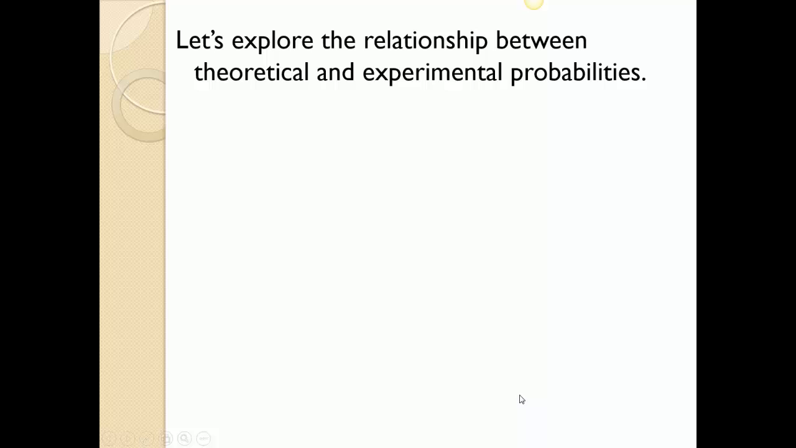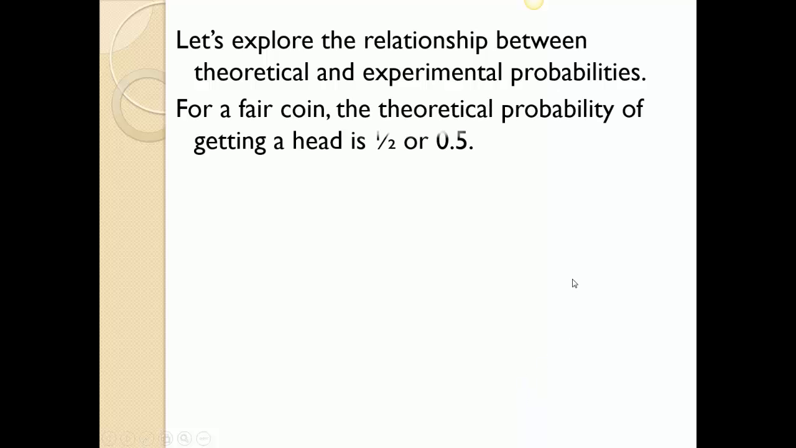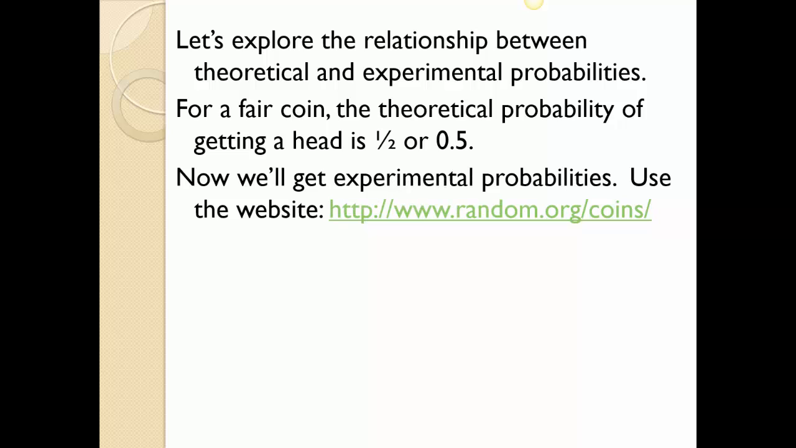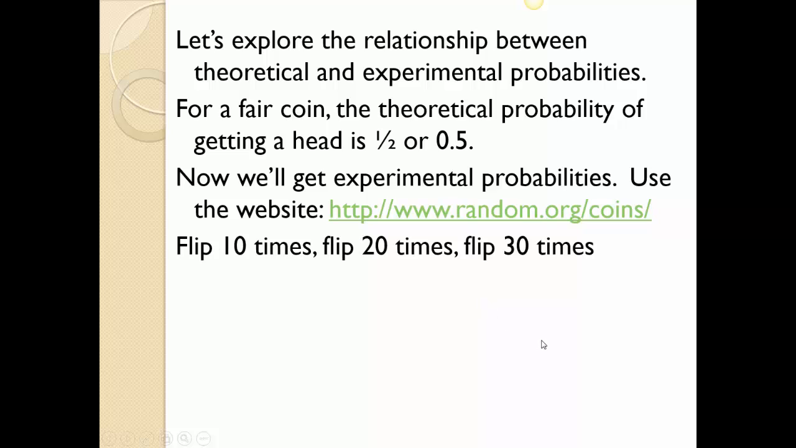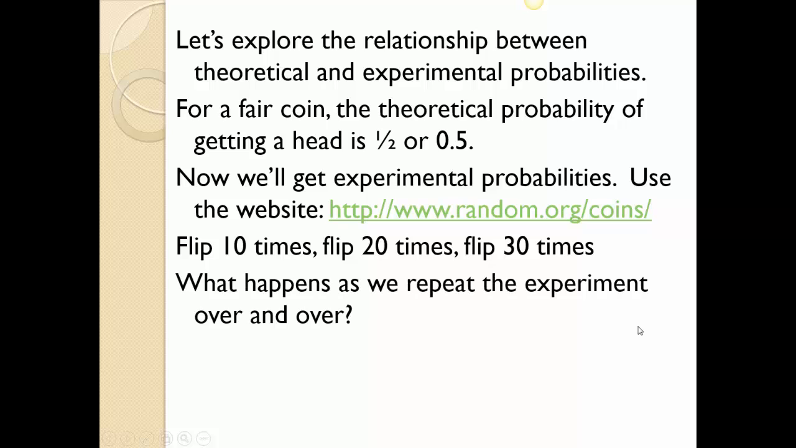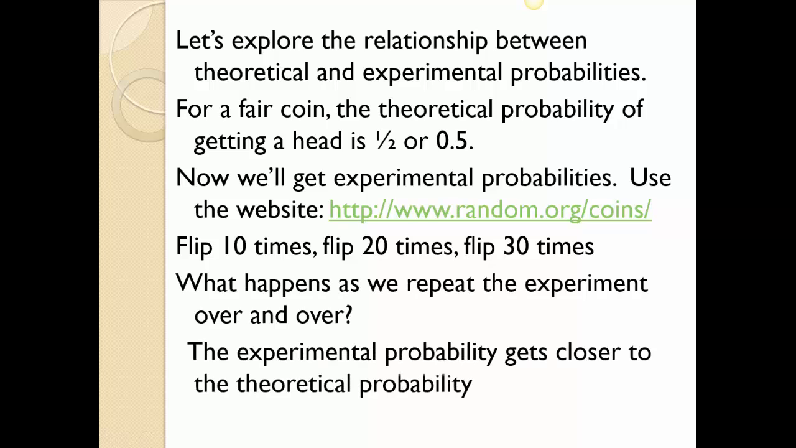So let's explore the relationship, just to end this section here, between theoretical and experimental probabilities. For a fair coin, the theoretical probability of getting a head is 1/2 or 0.5. Now you can go to this website here and flip coins as many as you like. Try flipping 10 times, 20 times, 30 times. Overall, are you going to end up with a 0.5 probability if you do 10 flips, 20 flips, 30 flips? Probably not. But the more flips you do, the closer and closer you're going to get to the theoretical probability. So experimental probability will get closer and closer to the theoretical the larger your sample size is.